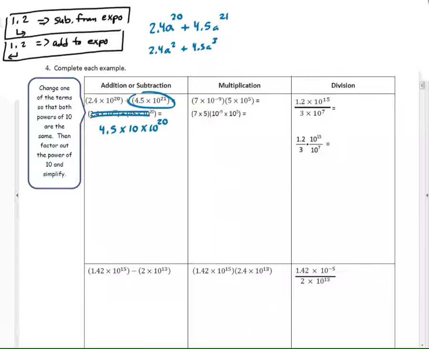because I just took one 10 out of this, right? This 21 means you're going to multiply 21 tens. Well, I took one 10 out, and I have this. Okay, what is 4.5 times 10? 45.0, right? Yeah. Times 10 to the 20. Ooh, so now I got the same power as this one. Everybody's cool? Everybody's with me?